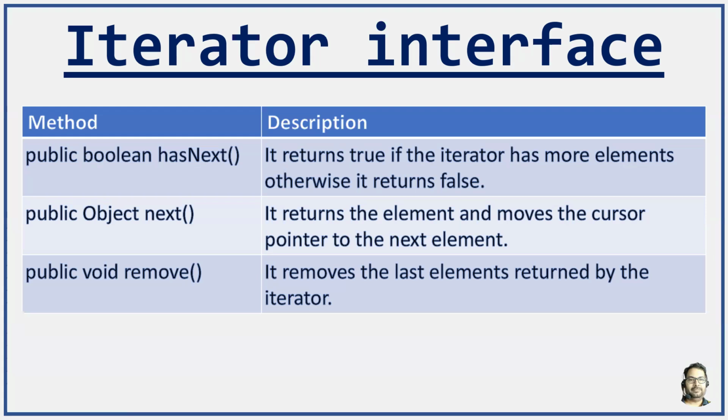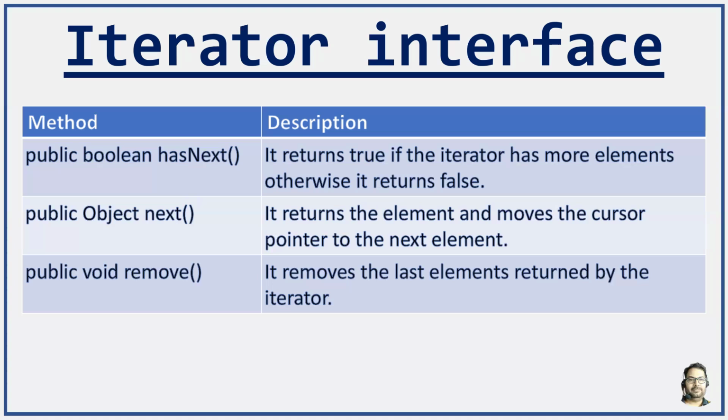It means whenever you want to traverse the elements in your collection, you can call this function, and you can use it in a while loop, while hasNext, meaning as long as you have more elements in the collection, you can iterate. Second is the next function, and the return type is Object. Its purpose is that it returns the element and moves the cursor to the next element. It means with the help of hasNext you can check whether you have more elements or not, but if you want to move to the next element, you have to call the next function.